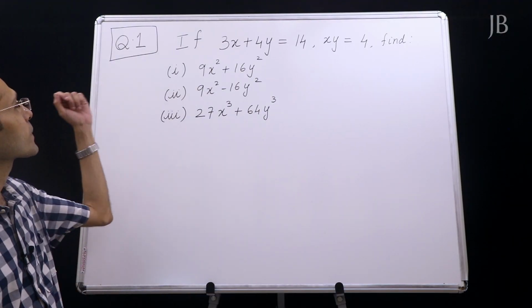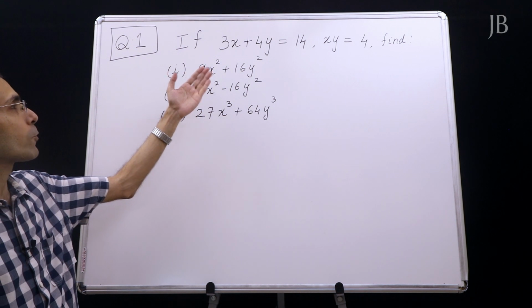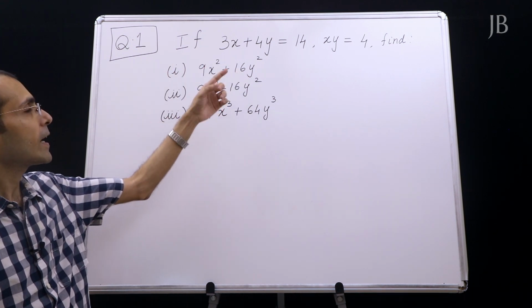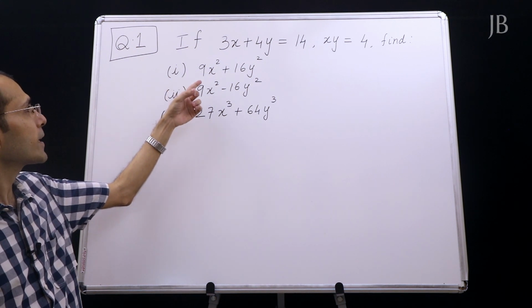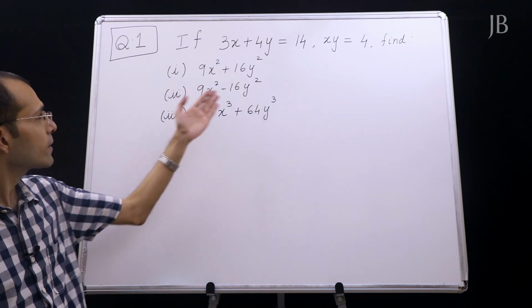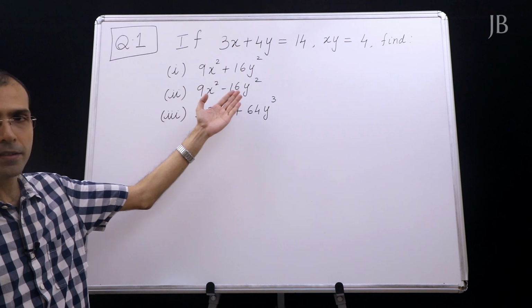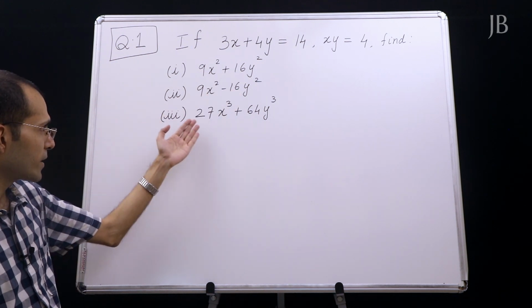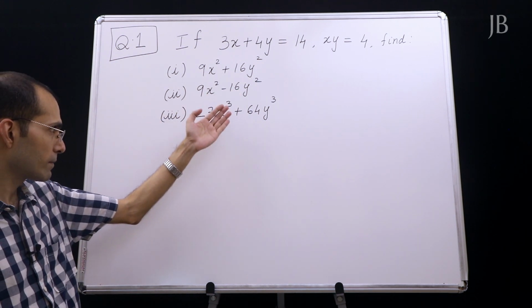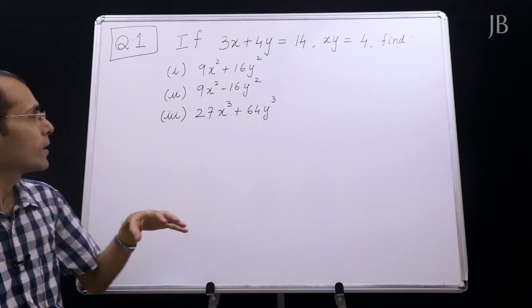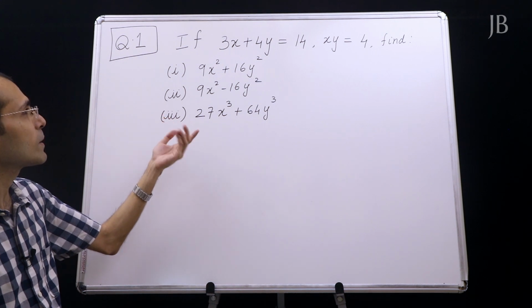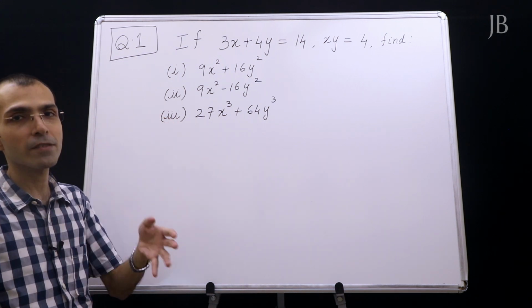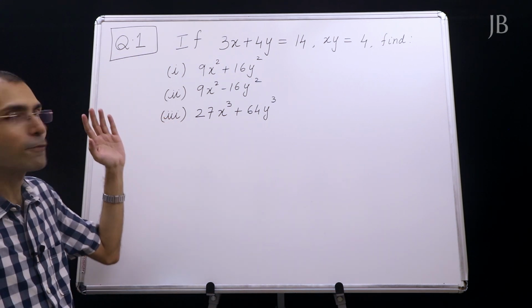Question 1. If 3x plus 4y is 14 and xy is 4, find the value of 9x square plus 16y square, 9x square minus 16y square, and 27x cube plus 64y cube. Now see, in the exam you will not get all such 3 subparts, because the sum would be for 4 marks or in extreme case 5 marks. This would have to be set for 8 marks.